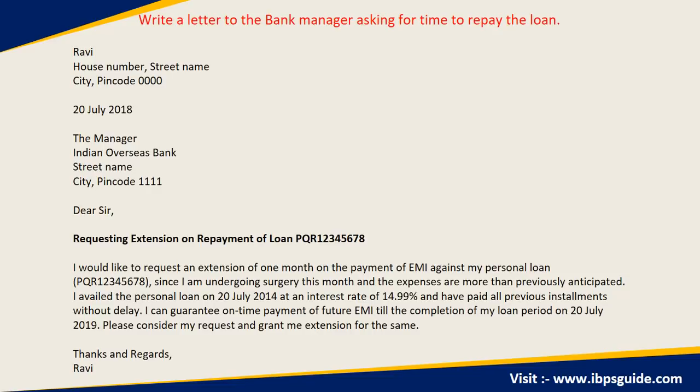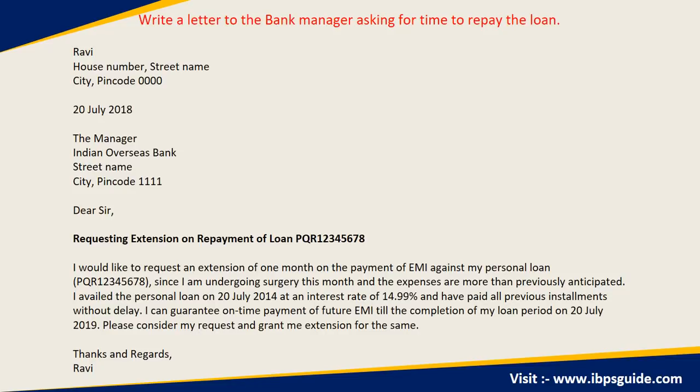All right. I availed the personal loan on 20th July 2014 at an interest rate of 14.99% and have paid all previous installments without delay. I can guarantee on-time payment of future EMI till the completion of my loan period on 20th July 2019. Please consider my request and grant me extension for the same.